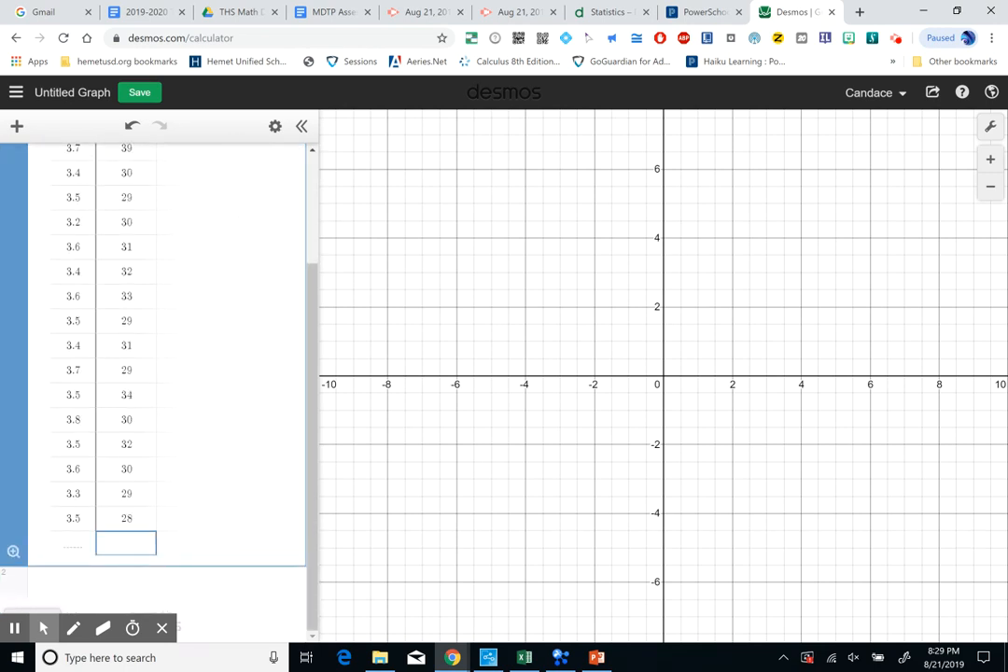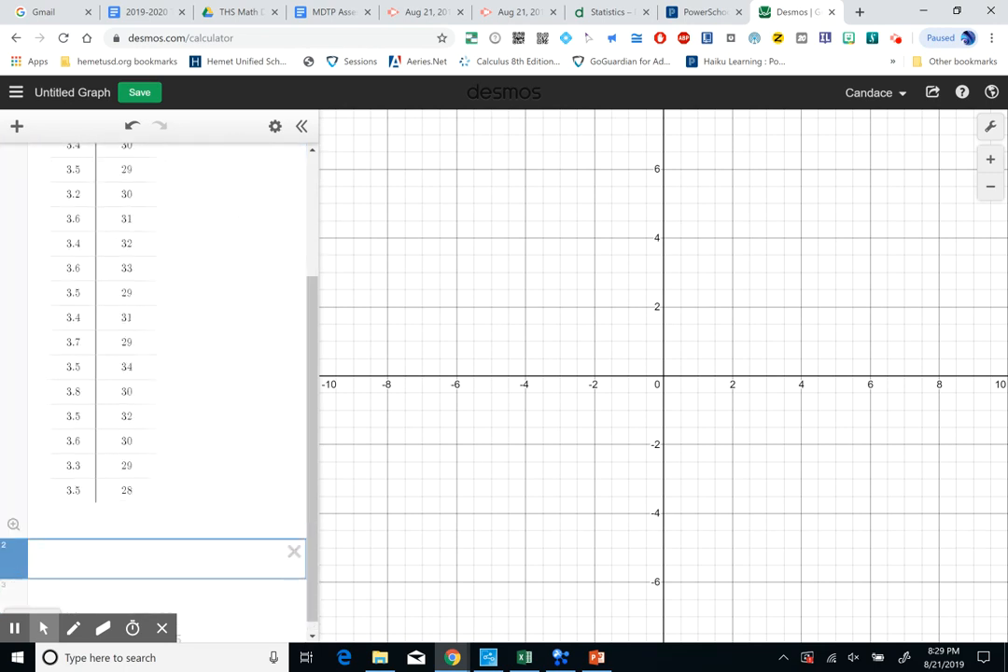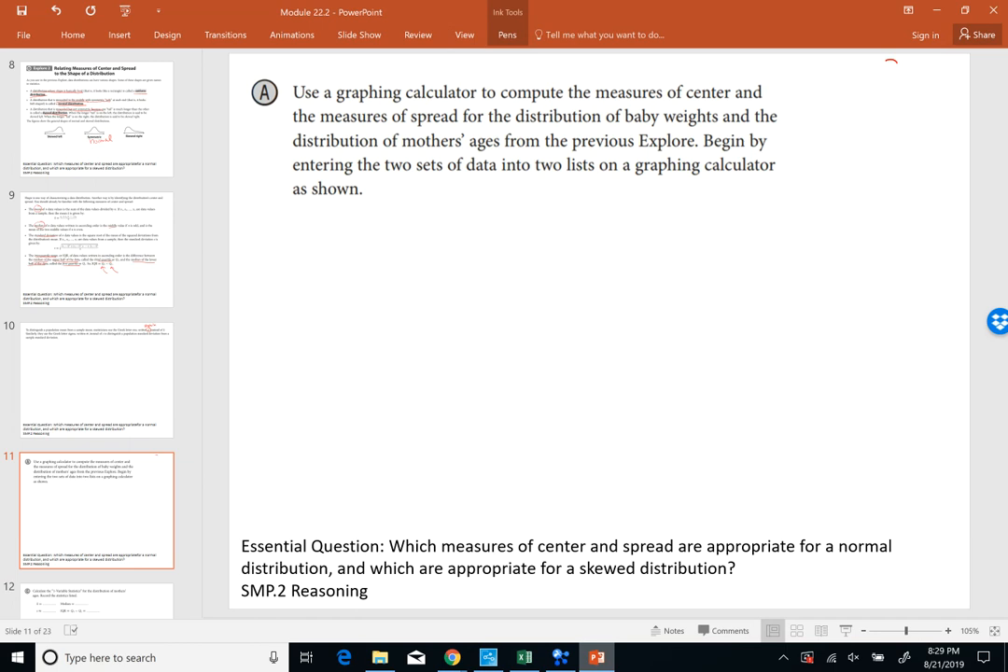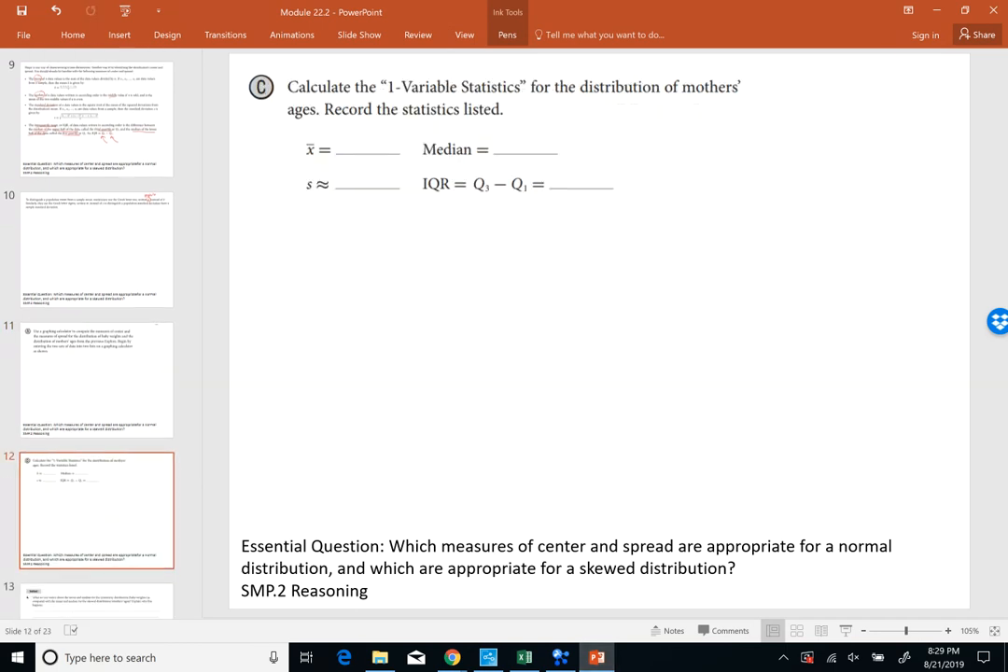Okay, so let's go back to the presentation and see what they want us to do next. We got the data in. So now it says we're supposed to calculate the one variable statistics for the distribution of mothers' ages. Record the statistics listed below. I don't know why they did mothers' ages. I thought they did both. Oh, I missed something in the first one.